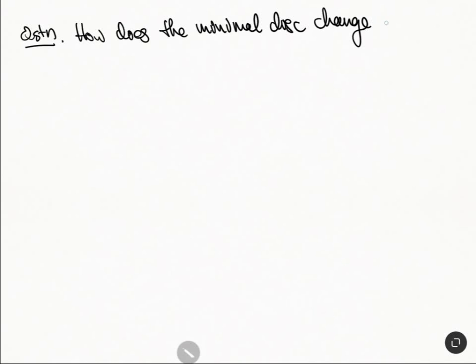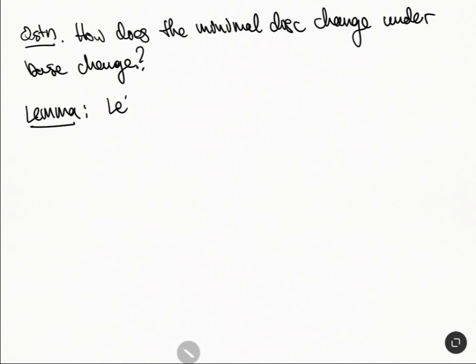So here's a question: how does the minimal discriminant, this is the question that we had, change under base change? And the next question we could ask is, how does the minimal discriminant relate to the divisor associated to the Tate parameters?